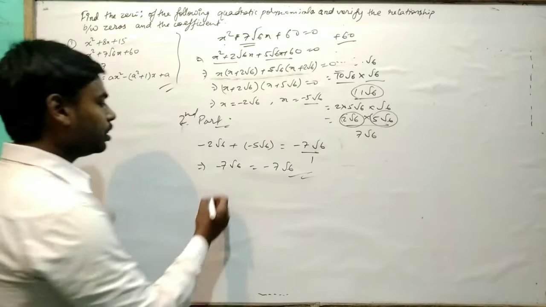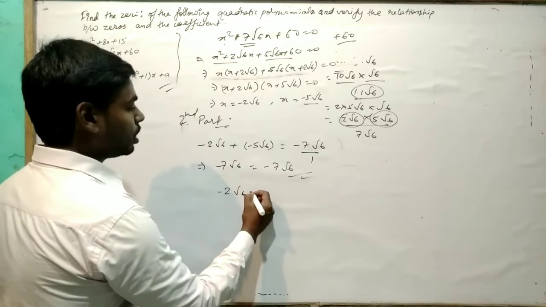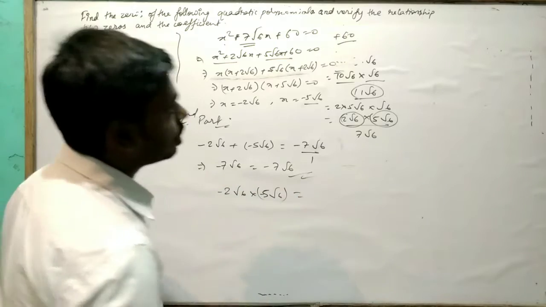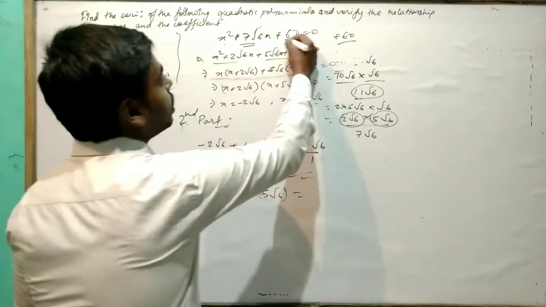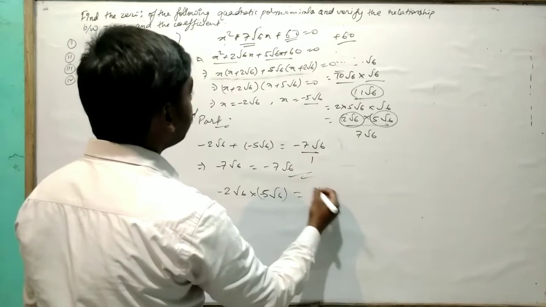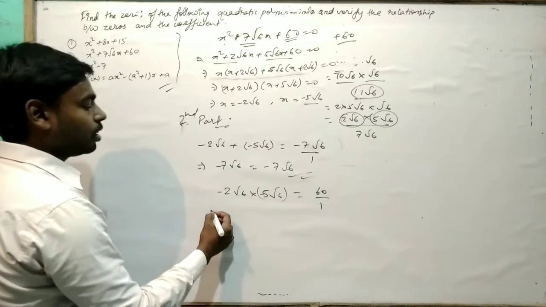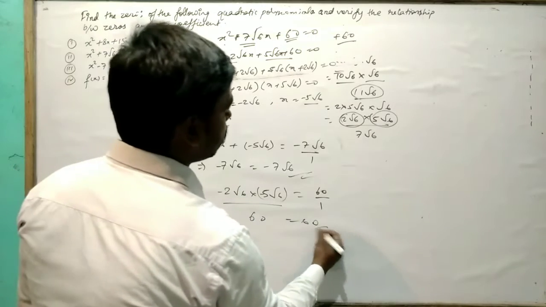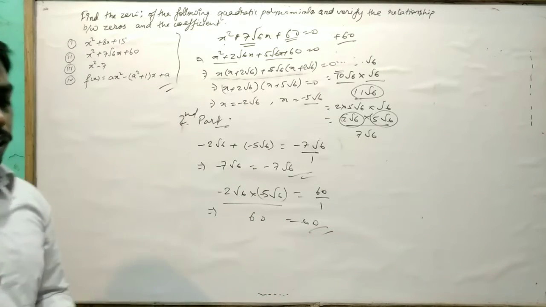Product of zeros is minus 2 root 6 into minus 5 root 6. We get what? c by a. c by a is c. Here c is 60 and a is 1. Now we multiply and we get what? 60 is equal to 60. So it is verified. Okay.